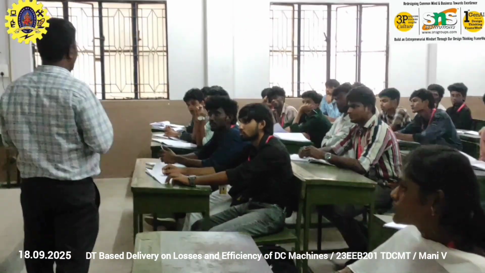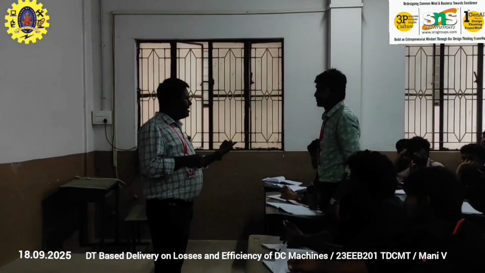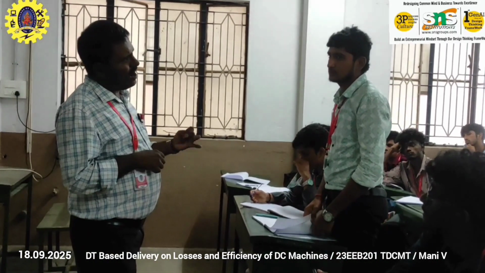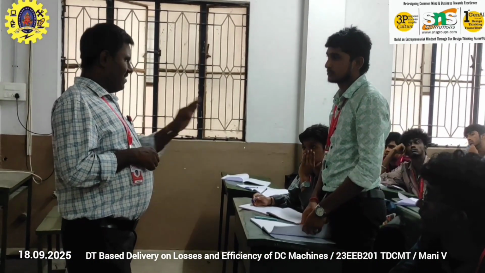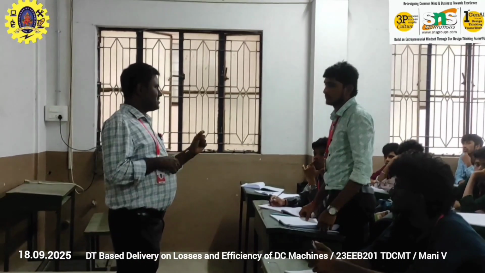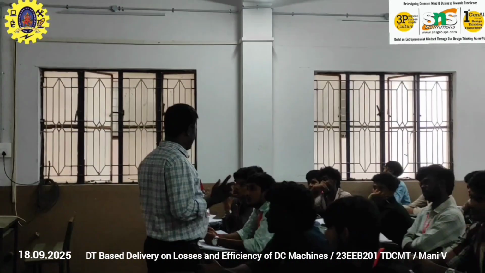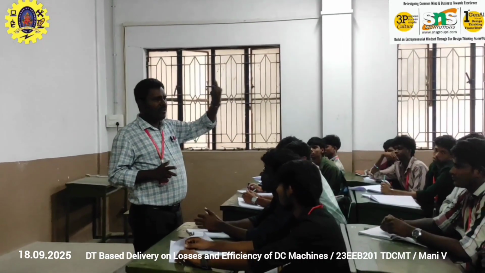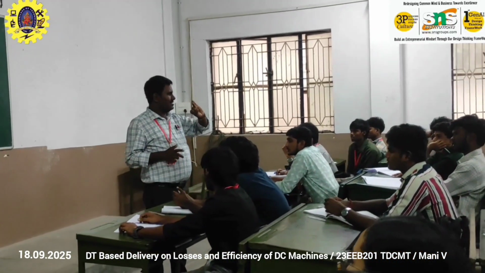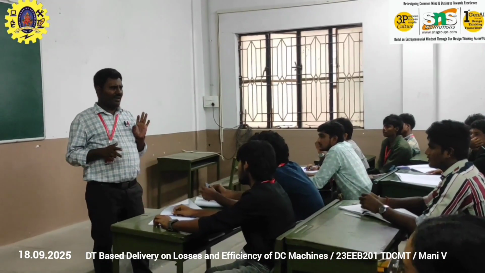Okay. So what are the different types of losses in the DC machine? The iron loss, which may be called magnetic loss, and the copper loss. Friction loss along with windage loss is called mechanical loss. So these are the various losses in the DC machine. Mechanical loss consists of friction and windage loss.